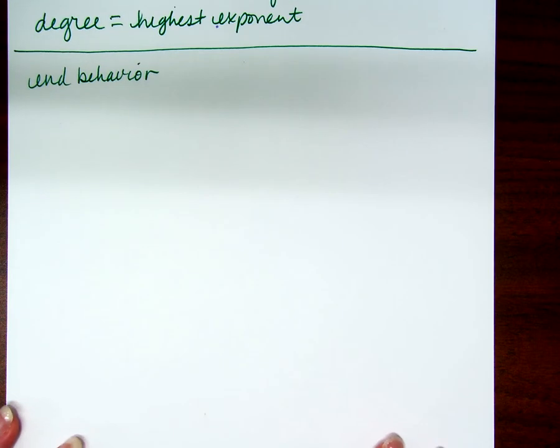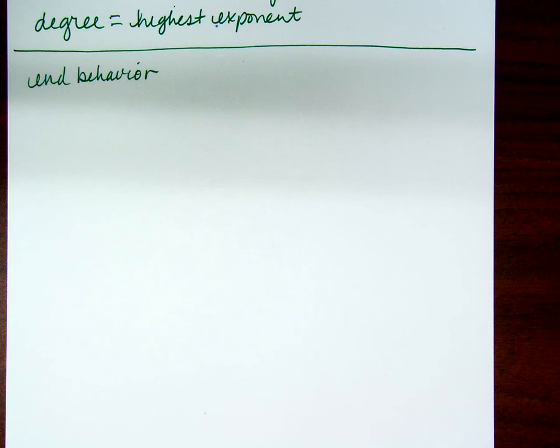If I'm talking about a graph, what do you think I'm talking about when I say end behavior? As it's going all the way to the left and all the way to the right, what's happening in those directions? Well, it's not going to end. You're correct. Polynomials are not going to end. They're continuous and they continue to infinity, right?